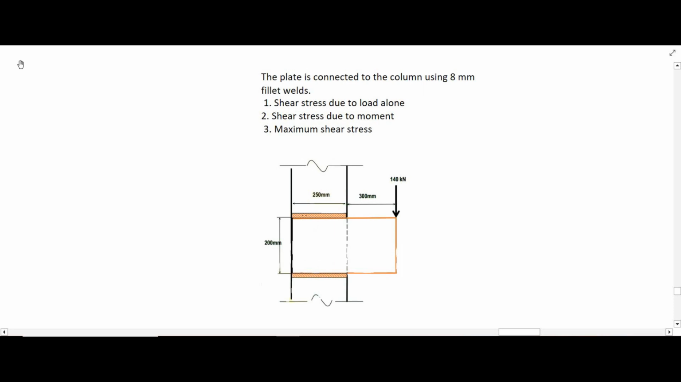Hey guys, what's up? For today's video, we will be solving welded connection under eccentric loading in steel design. Okay, so we have our problem.